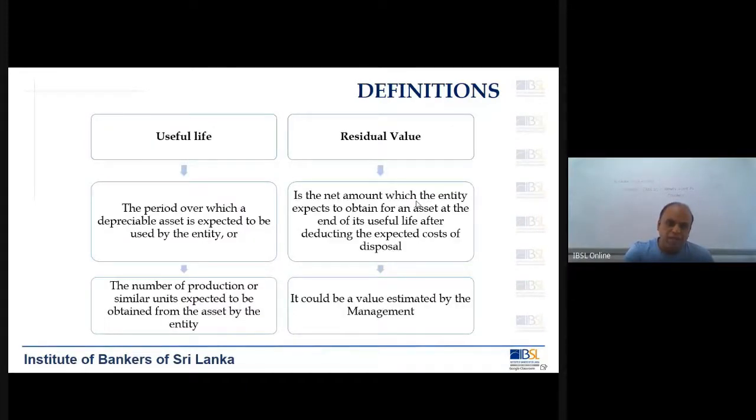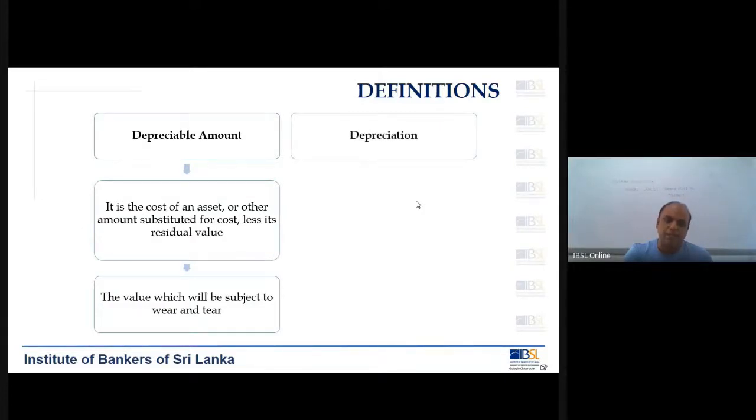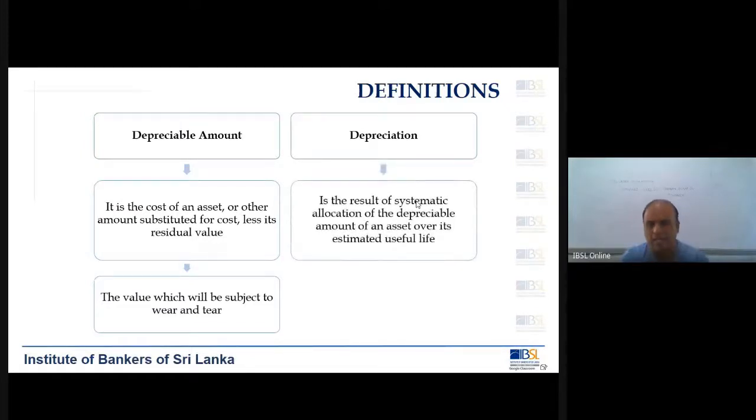And we earlier said under useful life, you see the period over which a depreciable asset. So if there is a depreciable asset only, you can estimate a useful life. Okay, right. So depreciable amount is cost less residual. And now we understand what depreciation is. Depreciation is the result of systematic allocation of the depreciable amount of an asset over its estimated useful life. Now comes the definition of the depreciation.